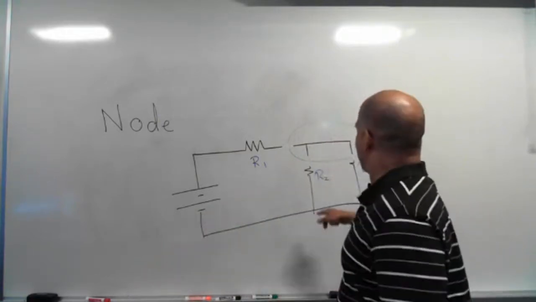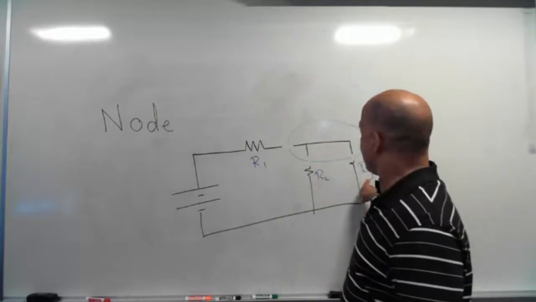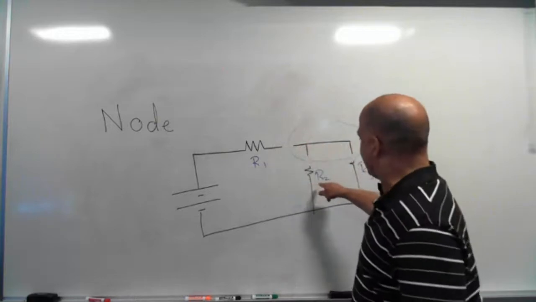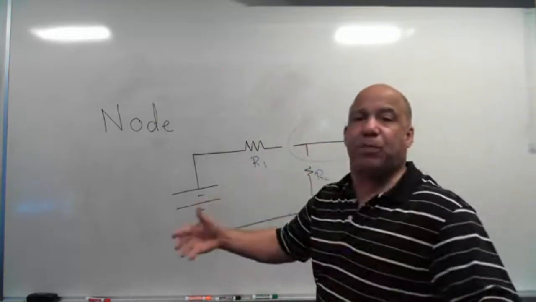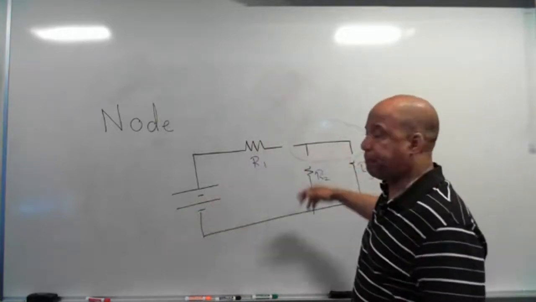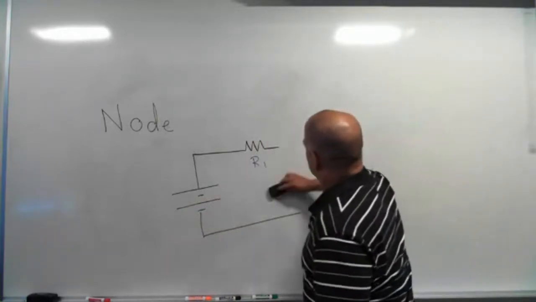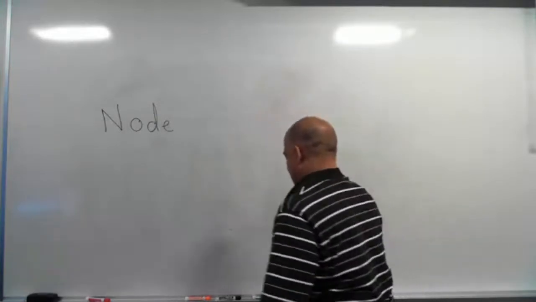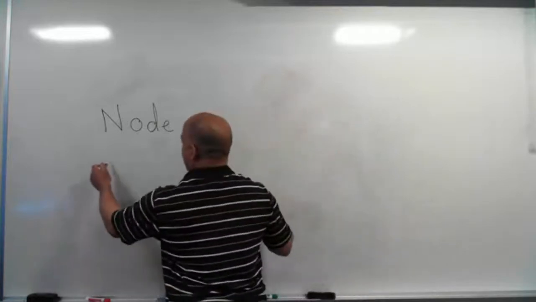What I mean is R2 and R3 are in parallel. R1 is in the picture because it makes up the node, but I have to have something in parallel branches. Something has to be in parallel for me to have a node. So let me redraw this. I want to refer to something else that has to do with the node. This is called a node voltage.